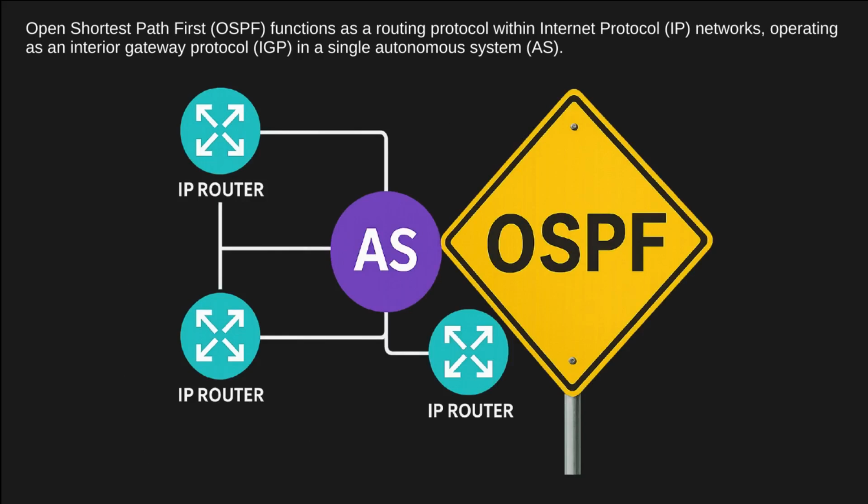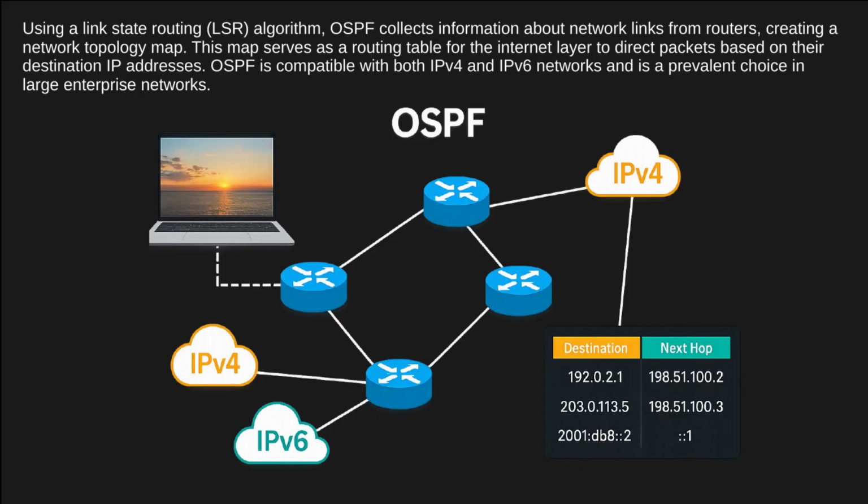Open Shortest Path First, OSPF, functions as a routing protocol within Internet Protocol, IP, networks, operating as an Interior Gateway Protocol, IGP, in a single autonomous system, AS. Using a link state routing, LSR, algorithm, OSPF collects information about network links from routers, creating a network topology map. This map serves as a routing table for the Internet layer to direct packets based on their destination IP addresses.